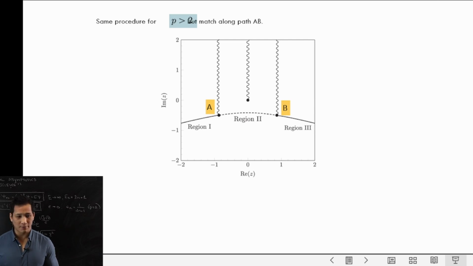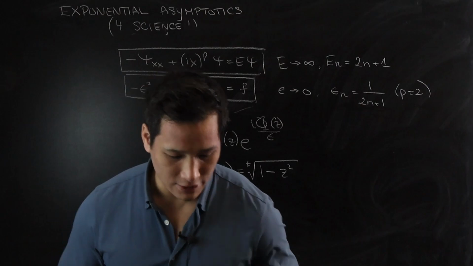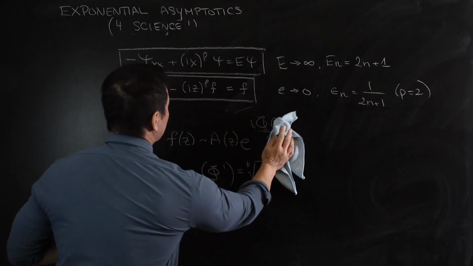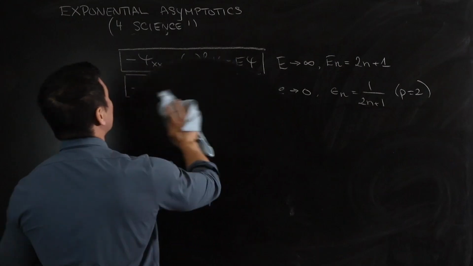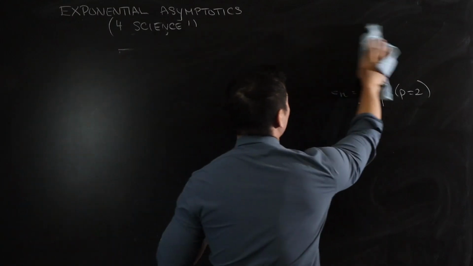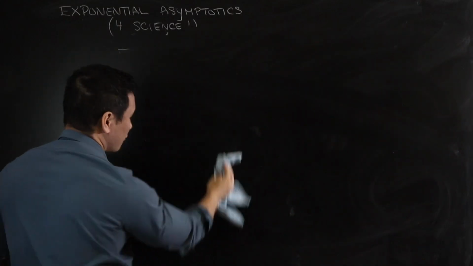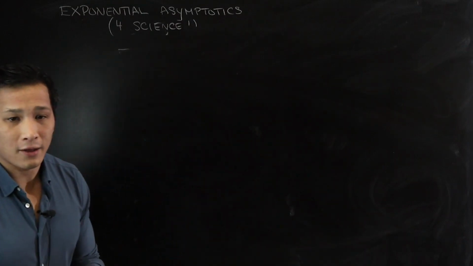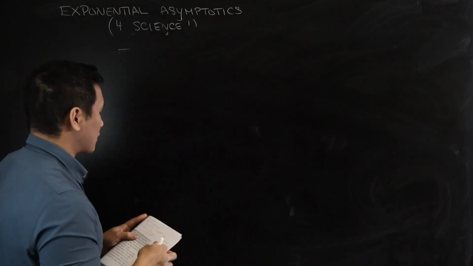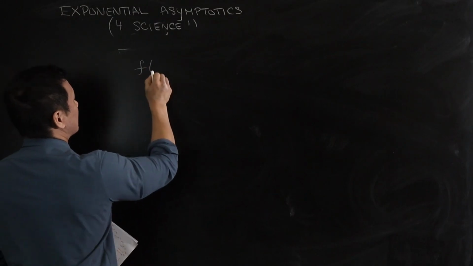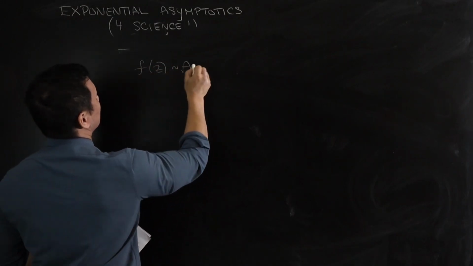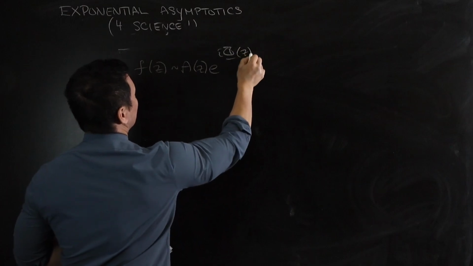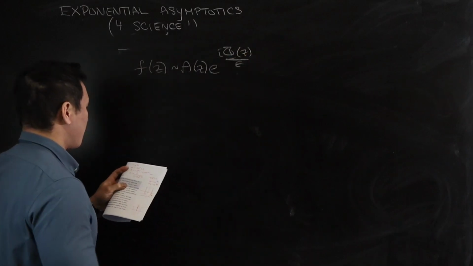And let me switch back to the board here and then just kind of explain the basic idea. So you go through the same analysis. It doesn't seem to change very much when you set p to be a general number, right? Of course, you're going to get a new function of phi, and you're going to get a new function of a. But for the most part, you think it's going to mostly be the same. So I'm going to set f of z to be a of z e to the i times phi of z over epsilon.